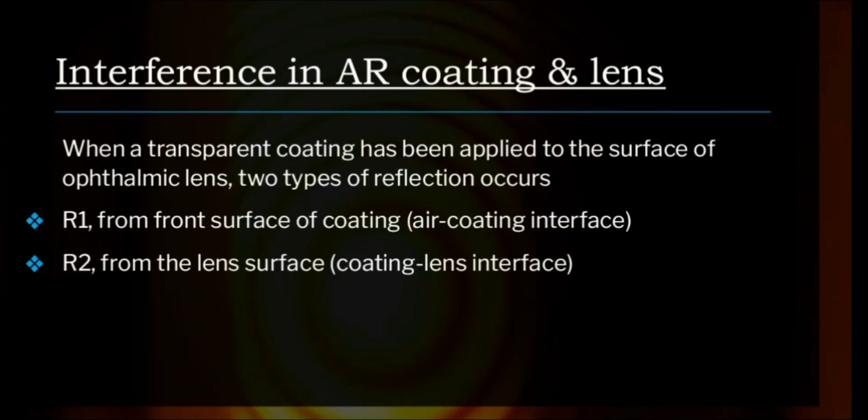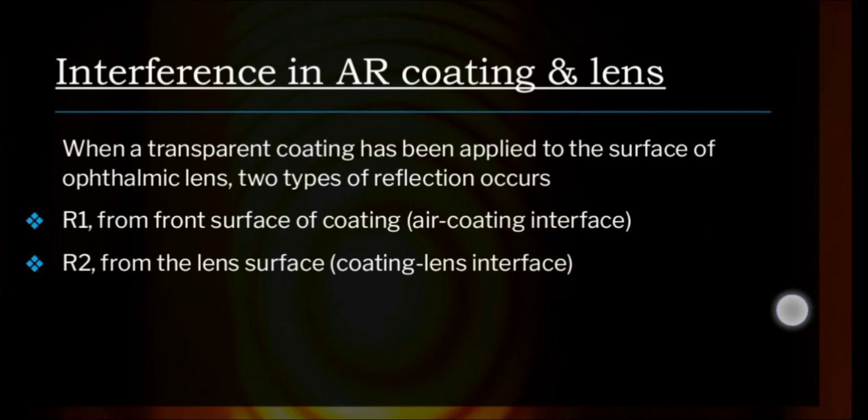Now over here, interference in AR coating and lenses. When a transparent coating has been applied to the surface of an ophthalmic lens, two types of reflection can occur. As we know, interference is when two wavelengths or two light rays interact with each other. Reflection can occur at the interface, right? At an interface, when there is a change in the refractive index, there comes a reflection.